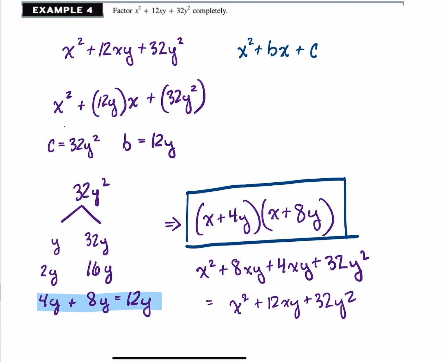So it works with multiple variables. Just try to get it into this form. We have x squared plus something times x. In this case, that something, that b term, was 12y. And then plus the term that doesn't involve x. Our c term is 32y squared.